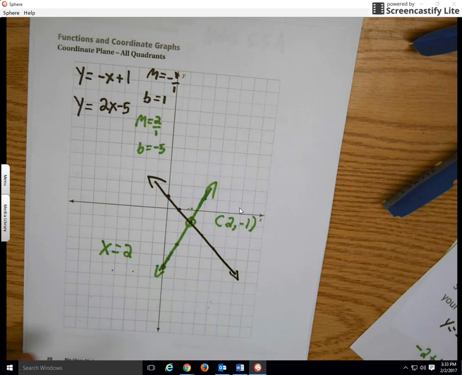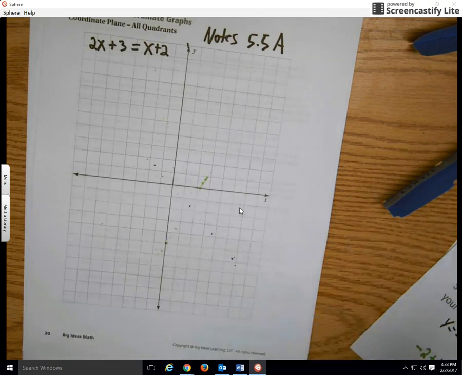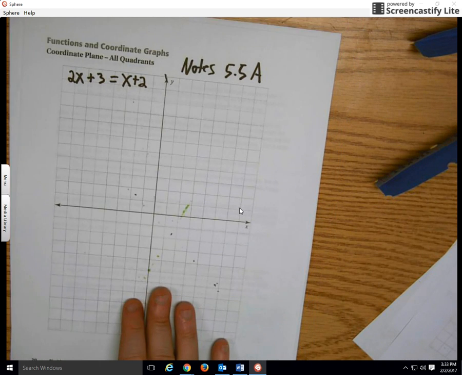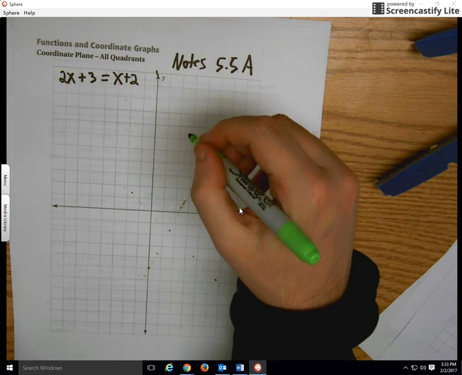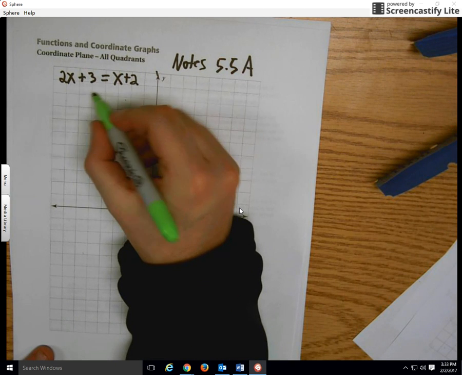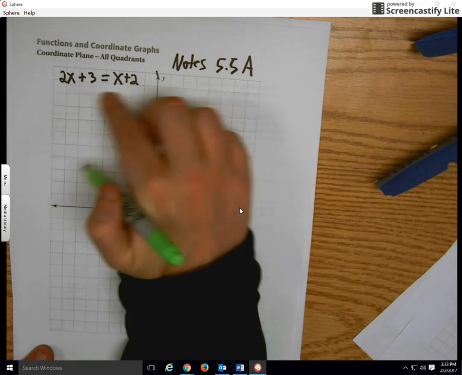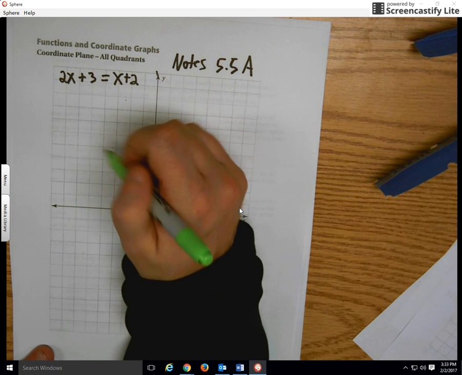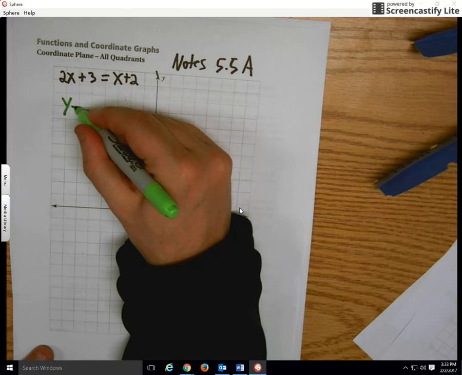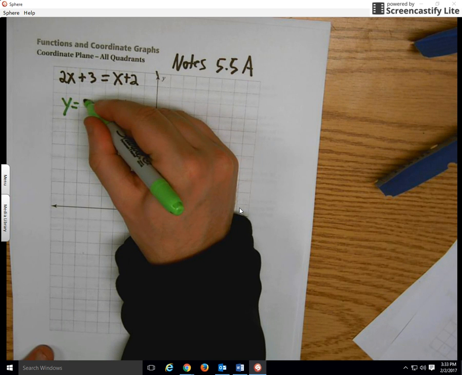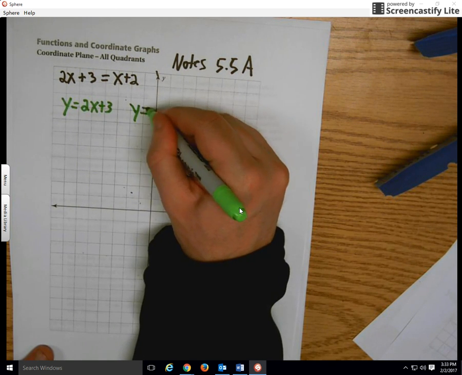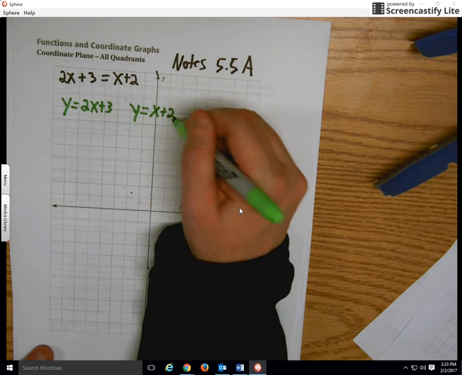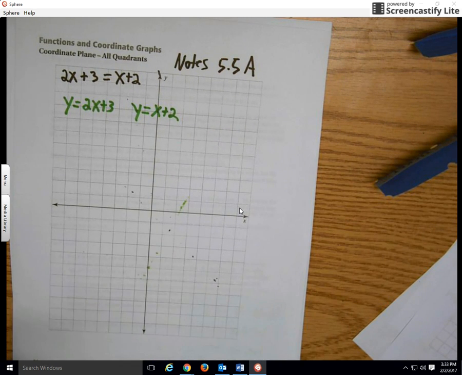All right. So I created another problem I do want you to take notes on. It's very similar to the one we just did. Remember, the first step is you're going to look at this equation, see that they equal each other, and create it as two equations with a y in front. y equals 2x plus 3, and the other one is y equals x plus 2. Then you're going to graph both of these using any of the methods of graphing that you prefer.